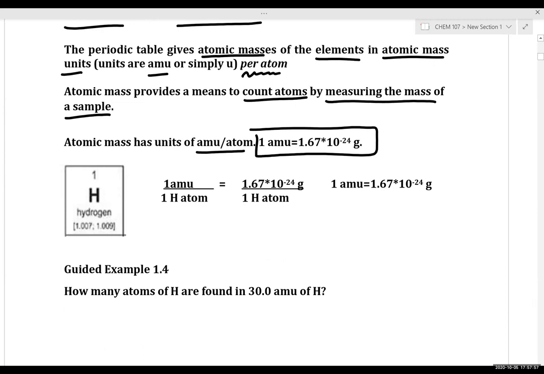Okay, so for hydrogen, for example, the atomic mass is about 1 AMU, and this is 1 AMU per hydrogen atom, which roughly correlates to about 1.67 times 10 to the negative 24th grams per hydrogen atom. So, just like in our earlier examples of pennies and quarters, we have a direct relationship between the mass and the number of atoms of a given element.